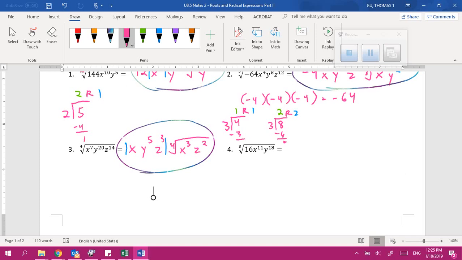Probably on Tuesday or something like that. All right, number 4. It says the cube root of 16 x to the 11th y to the 18th. Do we need to look for absolute values when we're finished with this one?